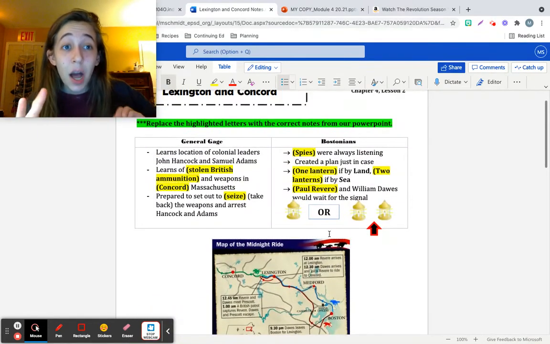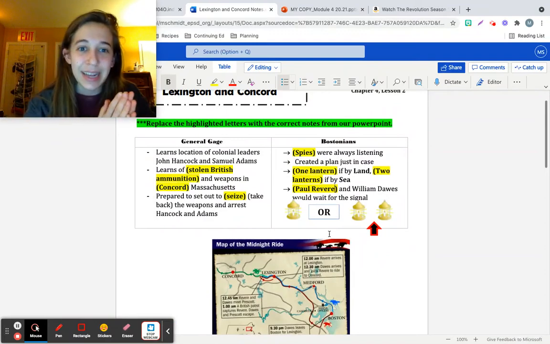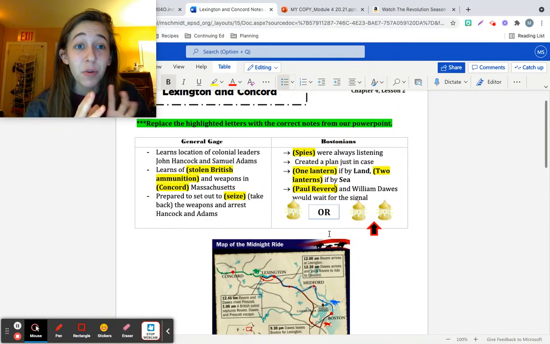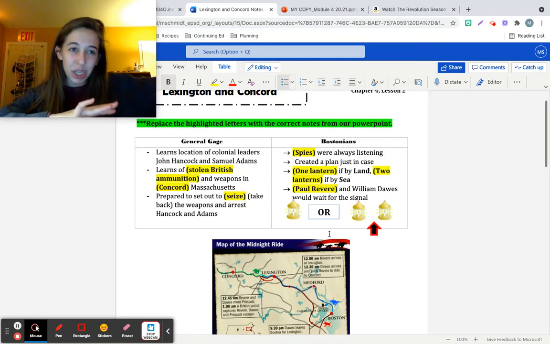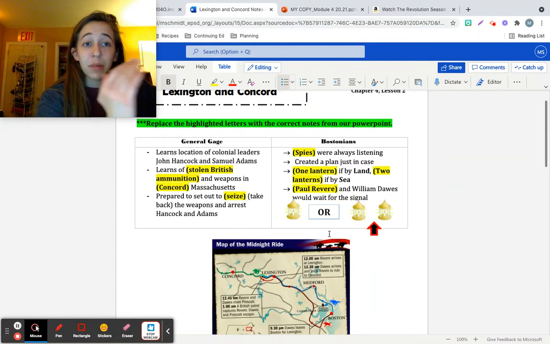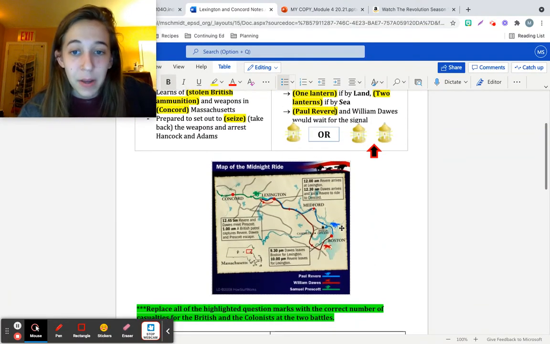So that's all leading up to what happens at Lexington. At this point, no shots have been fired yet. Paul Revere is rushing out to let all of the militia know on the way. So this is actually a map of his ride.